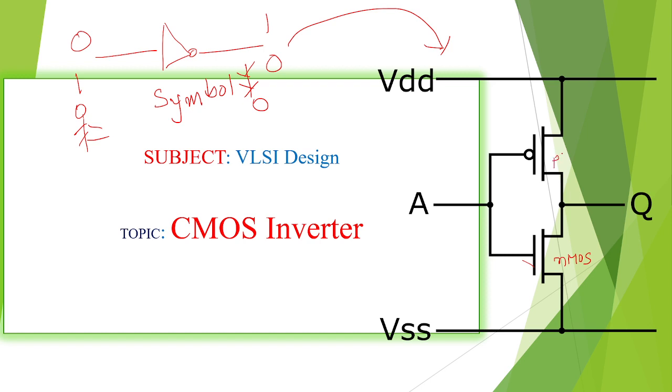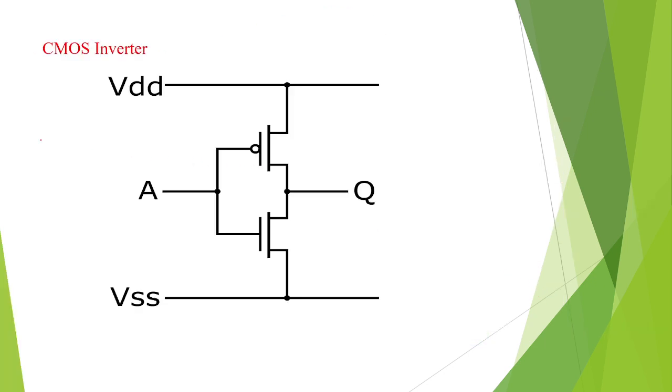So this is the PMOS transistor, and this one, transistor T2, is the NMOS transistor. So how it will work, I'll explain. Here you can see this is the PMOS transistor, and this is the NMOS transistor. Each has source, gate, drain.